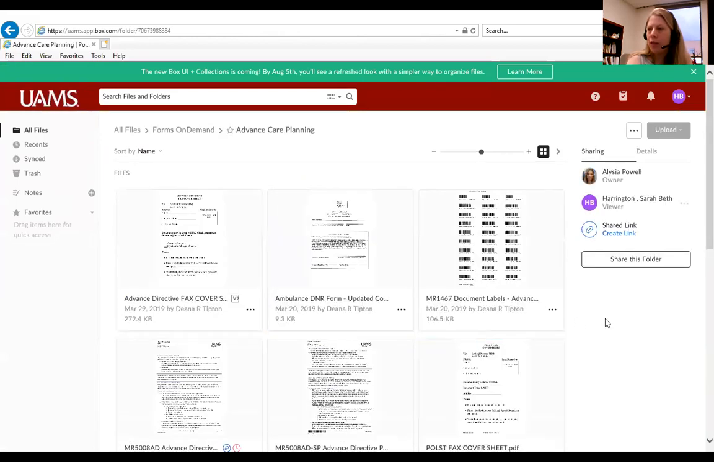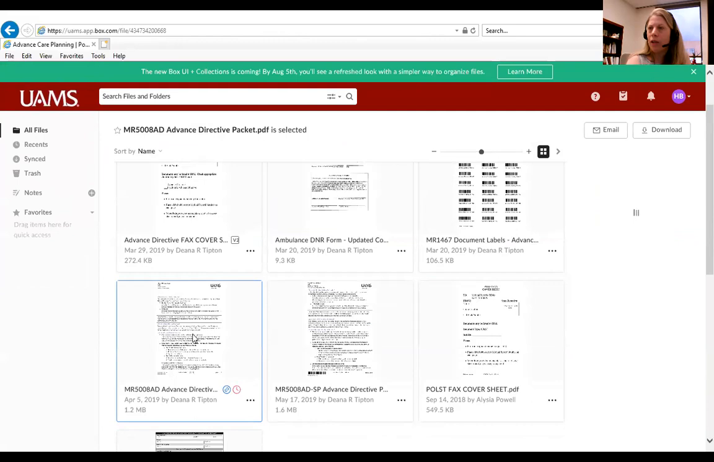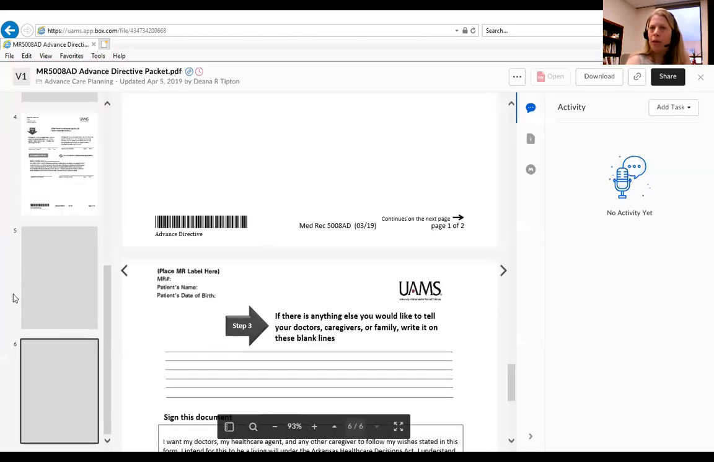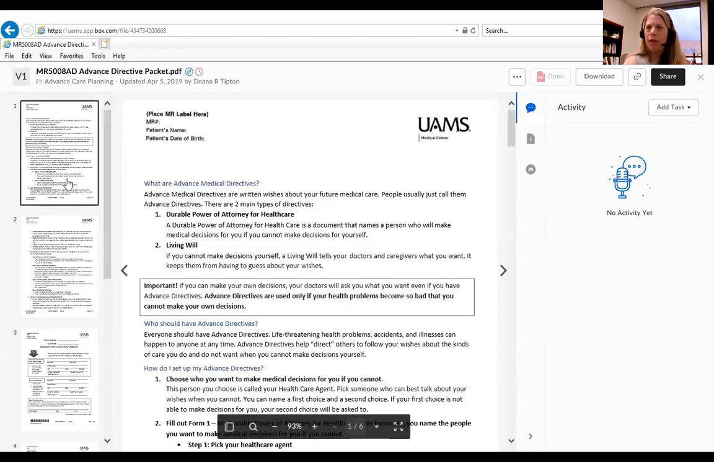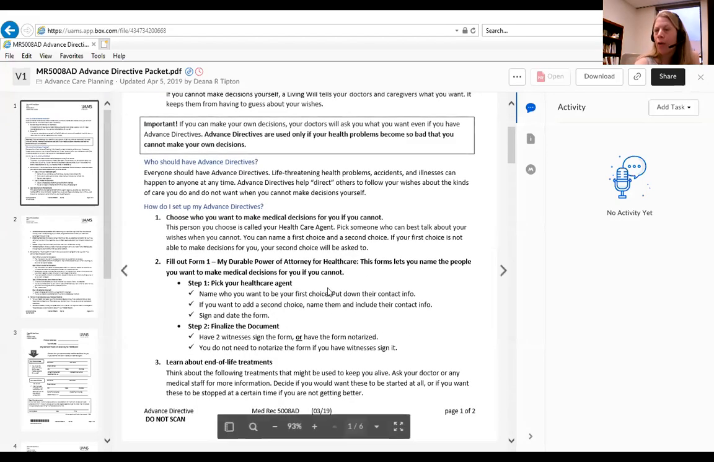Okay, so what is in this folder? Right here is the UAMS Advanced Directive. You click on that and it will bring it up and you can download it and print it. The first page, front and back, are frequently asked questions: what is an advanced directive, who should have one, how do I set it up.